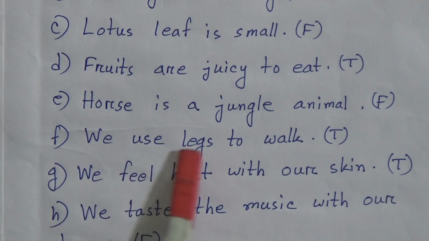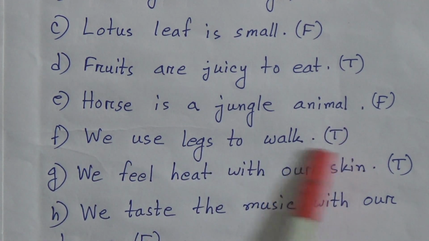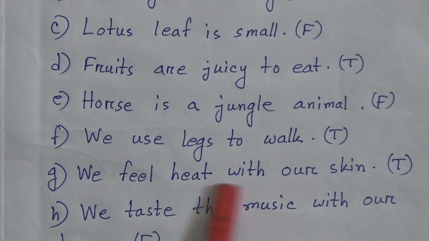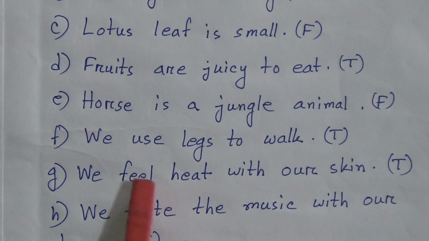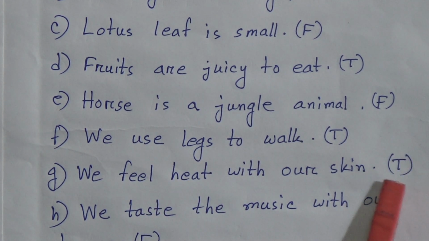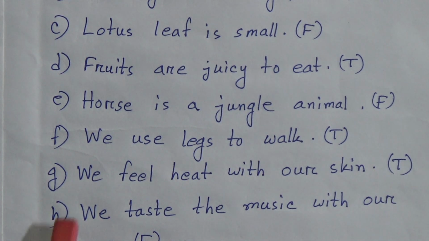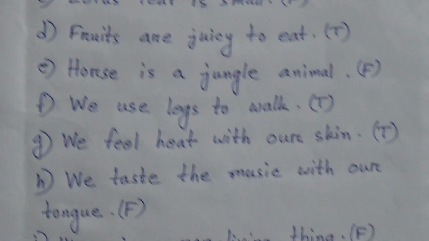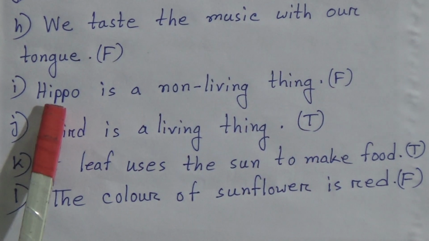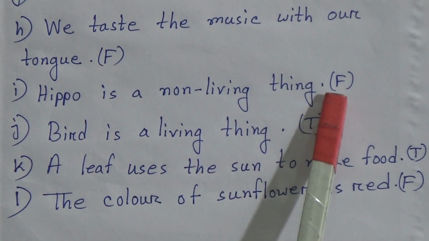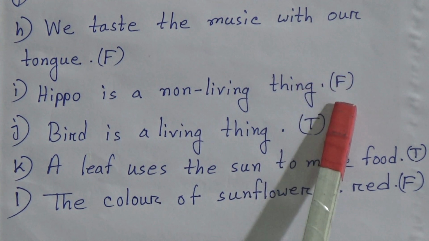Now F number, we use legs to walk. Yes, that means this one is true, we will write here true. And G number, we feel heat with our skin. Yes, this statement is also true, then we will write here true. H number, we taste the music with our tongue. No, this line is also false, then we will write here false. I number, hippo is a non-living thing. This statement is also false. Hippo is a living thing, so we will write here false.